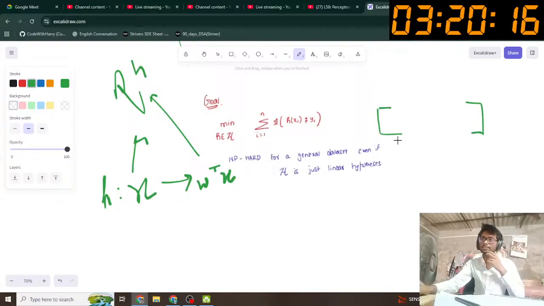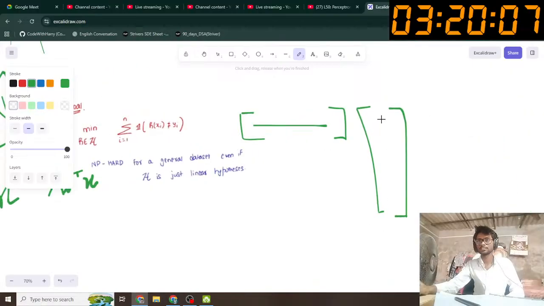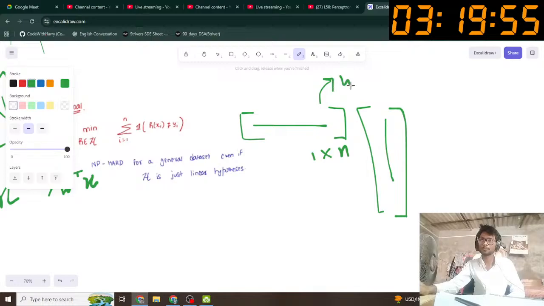This is my w vector, and this is my x vector. The dimension of this w vector needs to be 1 cross n, so this is w transpose, and this one is n cross 1 dimension, and this is the x vector. Okay, so this is how we are going to take the dot product.